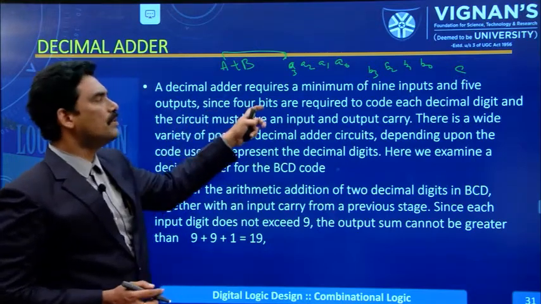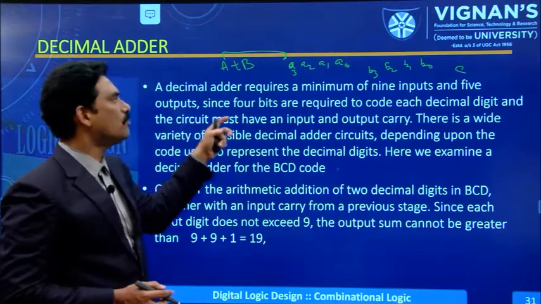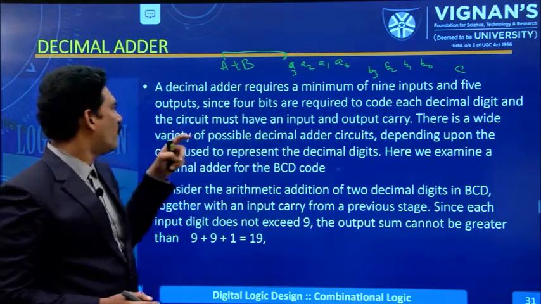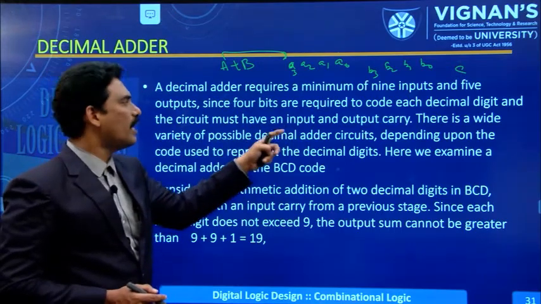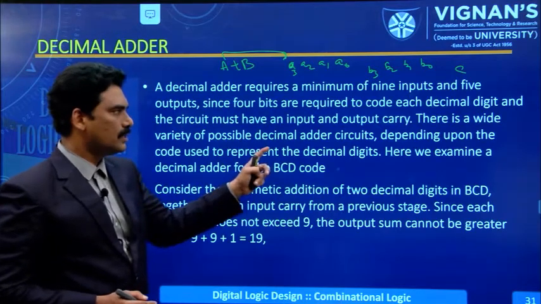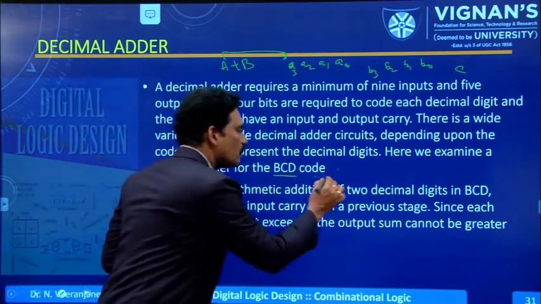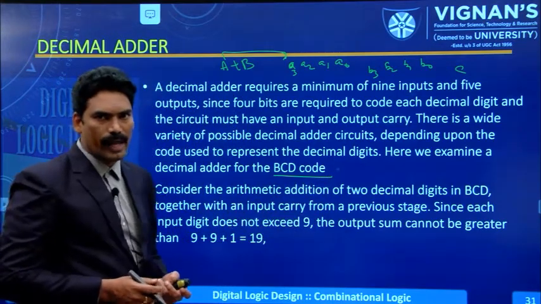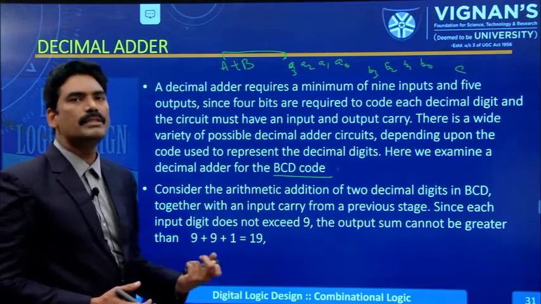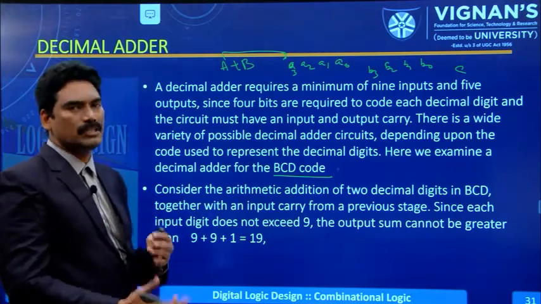Since 4 bits are required to code each decimal digit, the circuit must have an input and output carry. There is a wide variety of possible decimal adder circuits depending upon the code used to represent the decimal digits. Here we examine a decimal adder for the BCD code. So, this can also be called a BCD adder. Now, our topic is the BCD adder, one type of decimal adder.